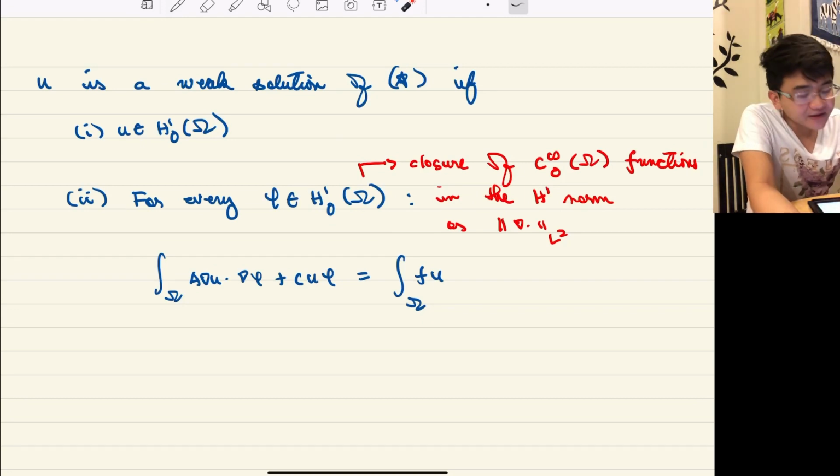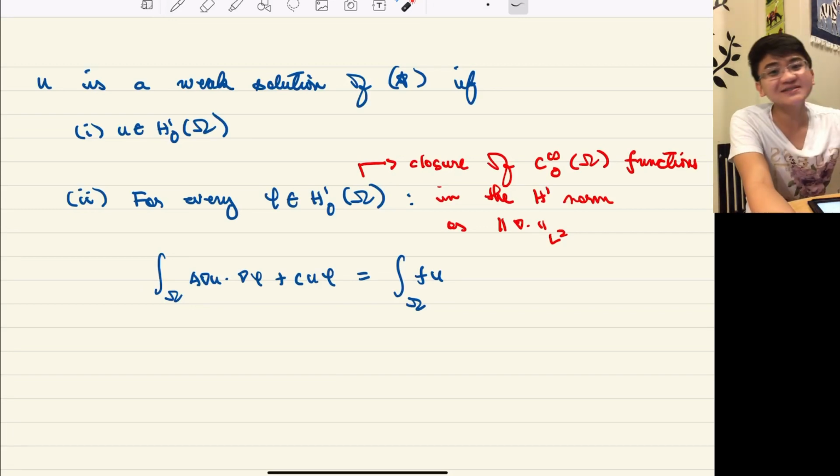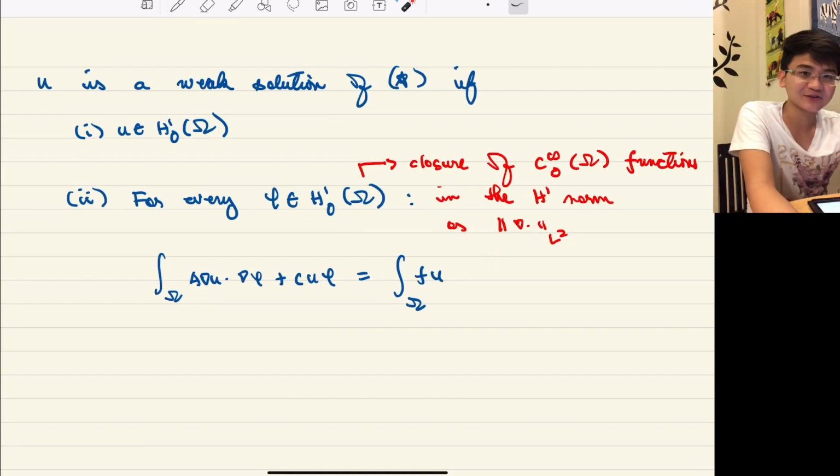So it's weak because we require less from u. We only want u to be in H^1_0 instead of C2 and satisfy this equation. And a classical solution is going to be a weak solution.